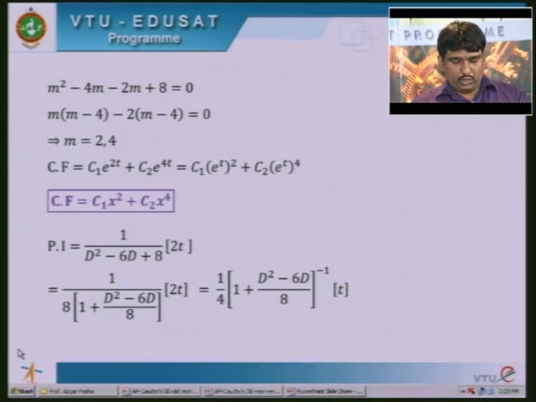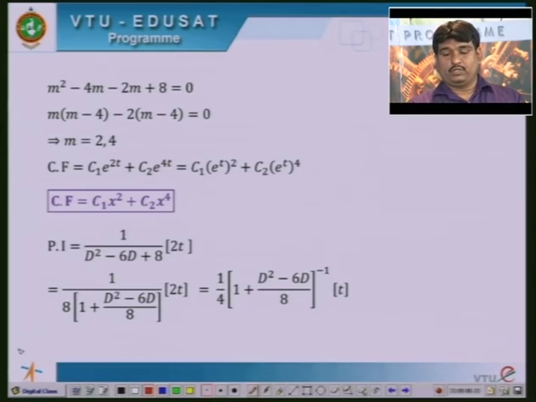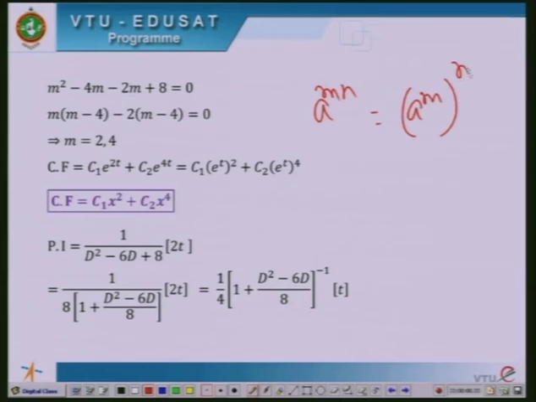I have used law of indices here. As you know, we can write e to the power of mn as e to the power of m whole to the power of n. So I have used that here. E to the power of 2t is written as e to the power of t the whole square. Similarly, e to the power of 4t is written as e to the power of t whole to the power of 4. E to the power of t according to our assumption is x. So it is c1 x square plus c2 x to the power of 4.